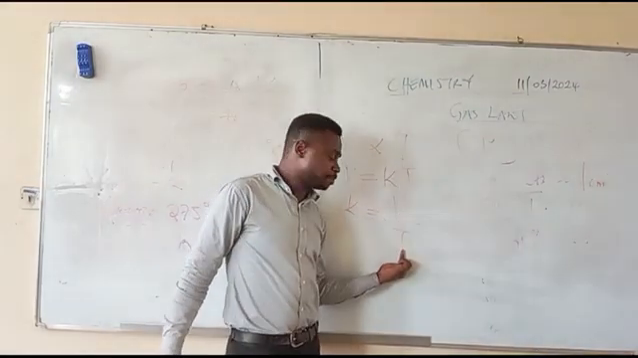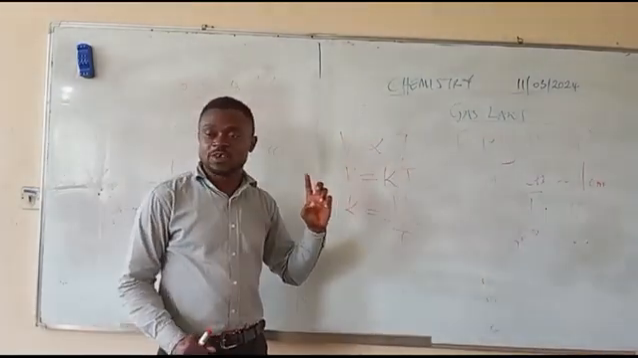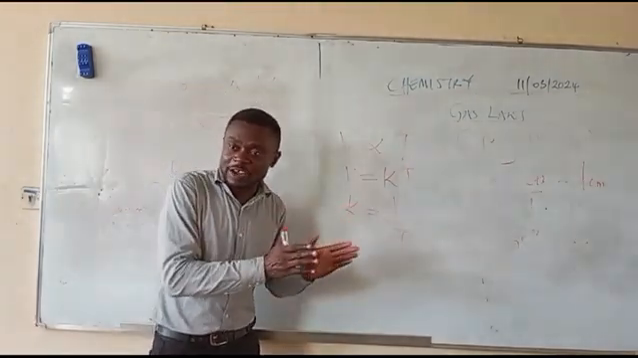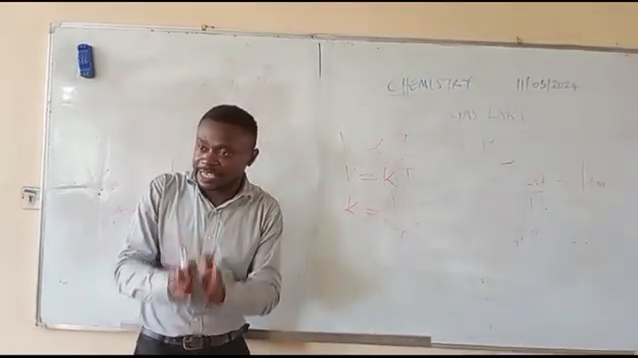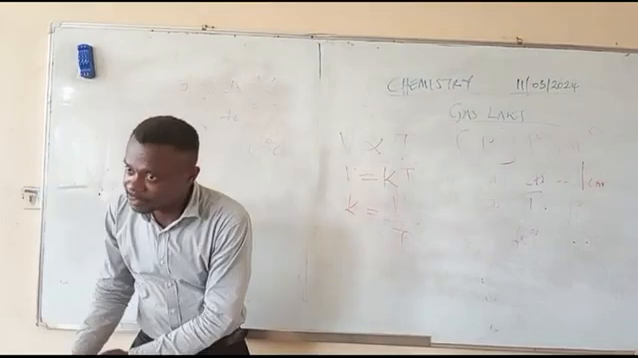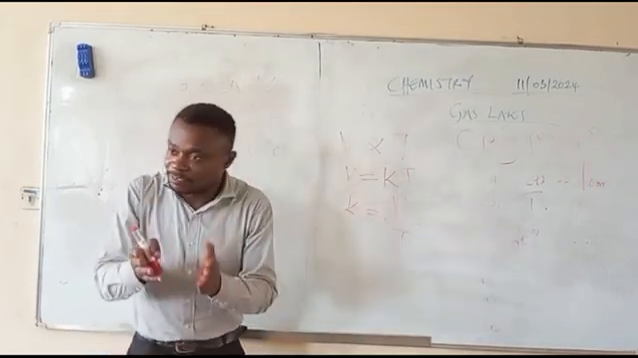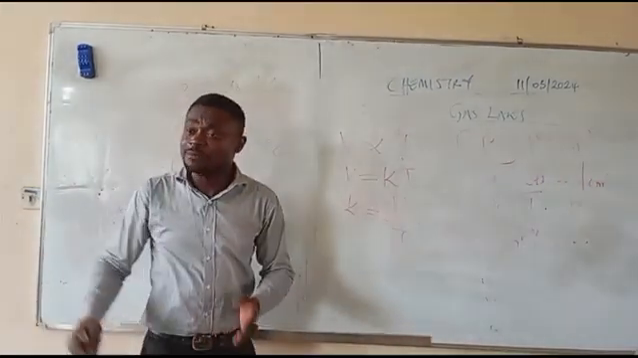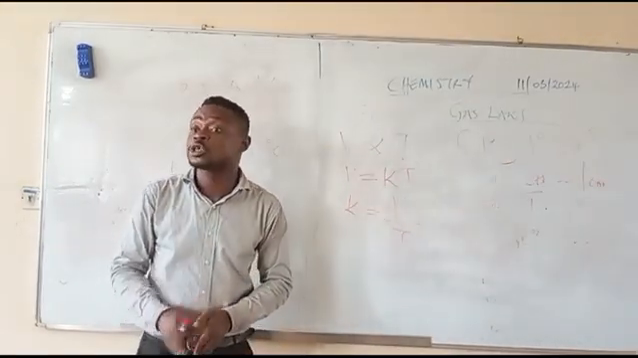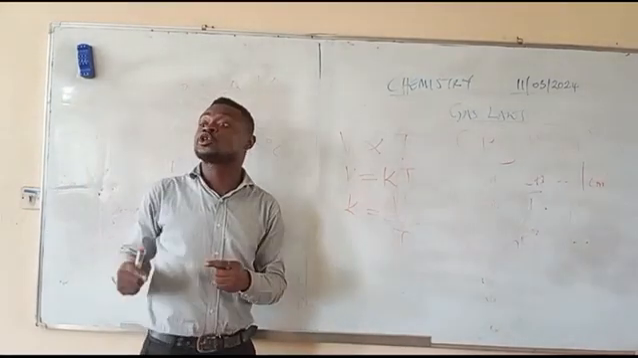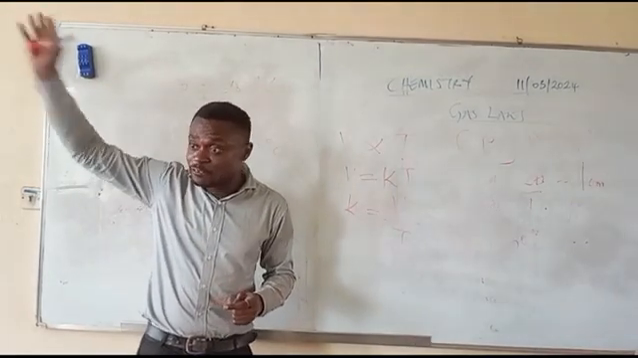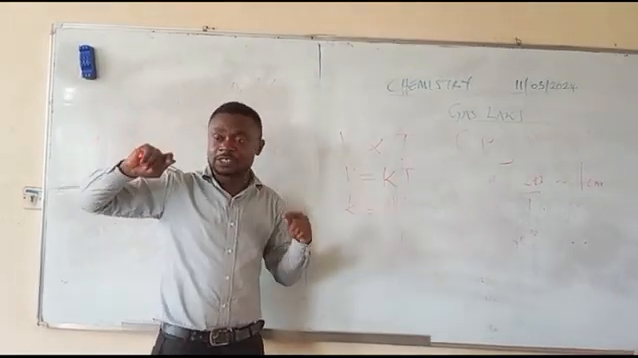V over T. Now, if at point 1, V1 over T1 is equal to K, V2 over T2 is equal to K, V3 over T3 is equal to K, what it means is that V1 over T1 will always be equal to V2 over T2, which is also equal to V3 over T3, and so on and so forth. That is the implication. Who is confused there?